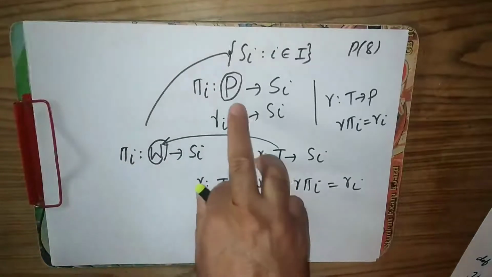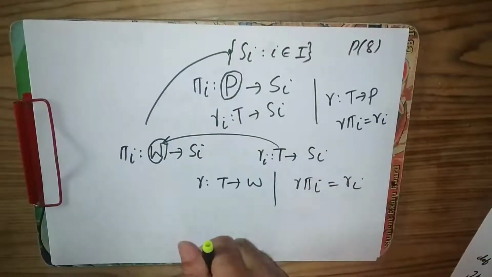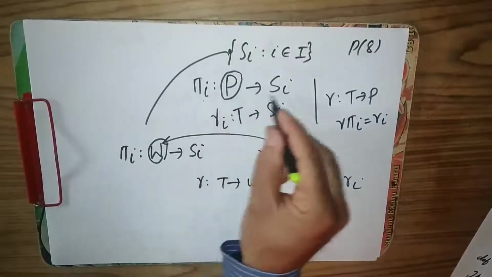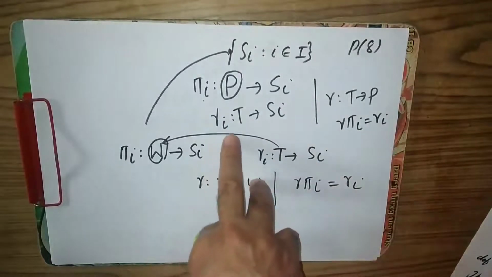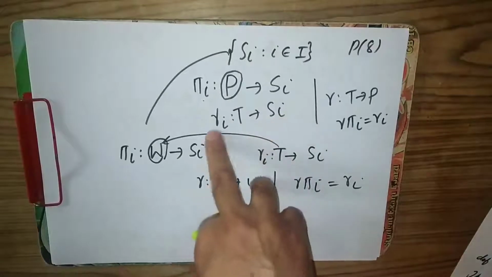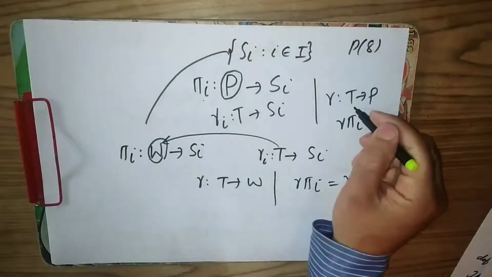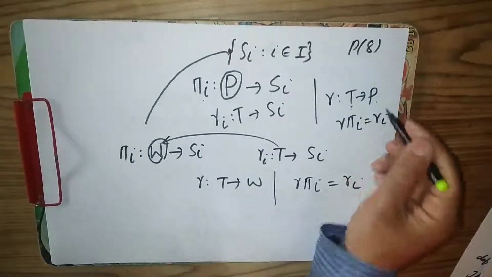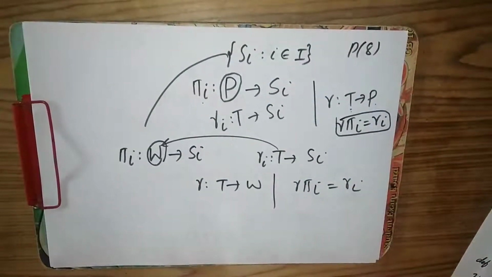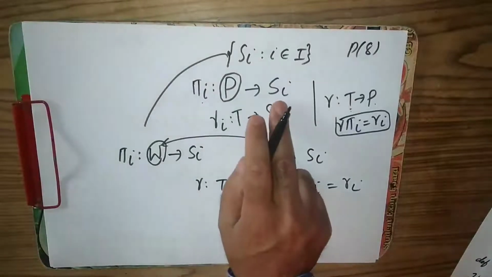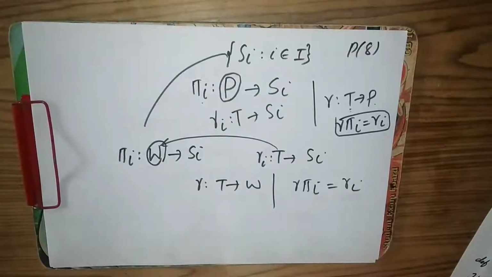And here the semigroup P has such properties because there are morphisms pi_i from P to S_i, and for any semigroup T, if there are morphisms gamma_i from T to S_i, then there is a morphism gamma from T to P such that the diagram commutes, such that this equation holds. So such a semigroup is called the product of the semigroups S_i in category theory.